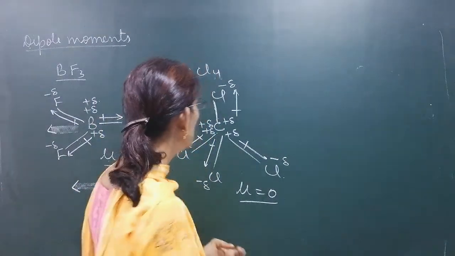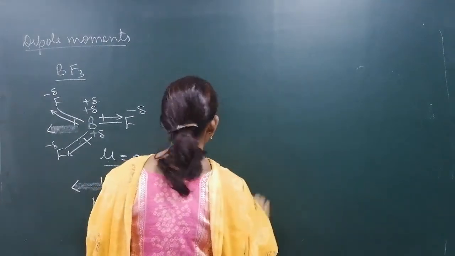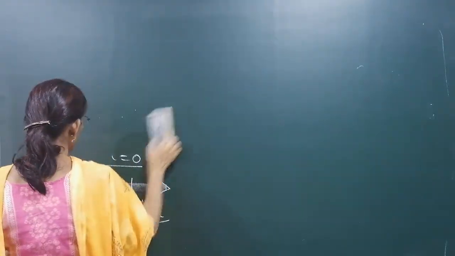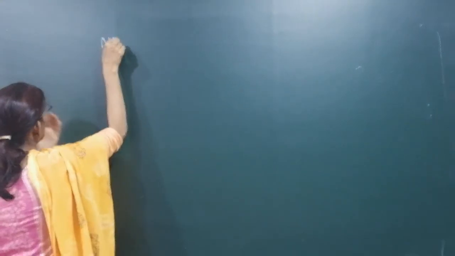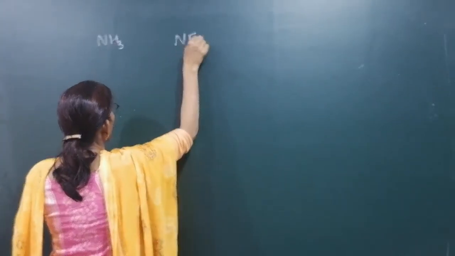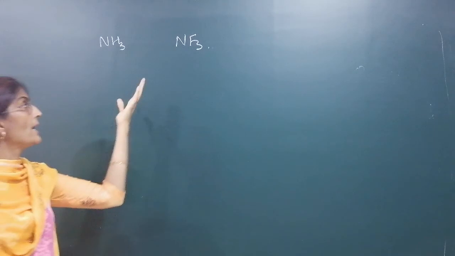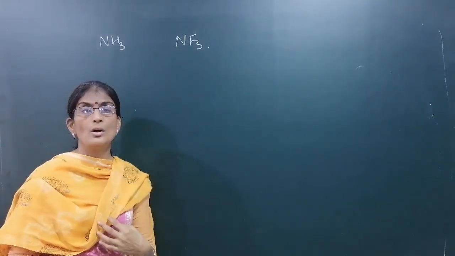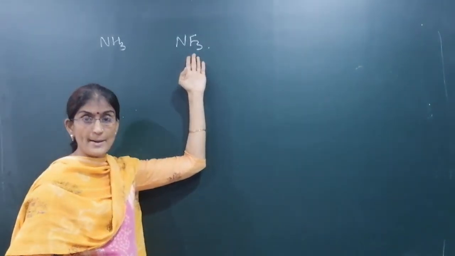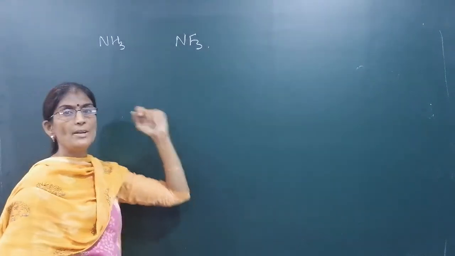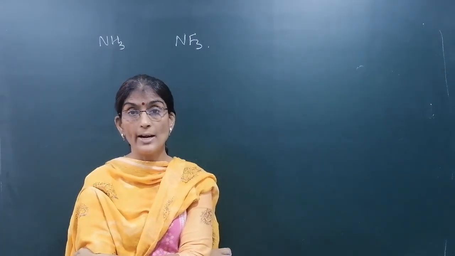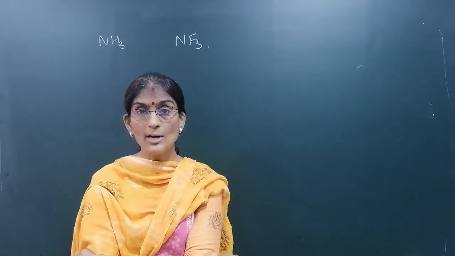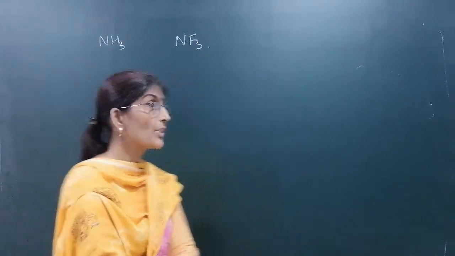We'll see one more example. NH3 and NF3. Many times it is asked as an example. We have to compare ammonia and NF3 molecules, whose dipole moment is more. He will argue fluorine is more electronegative, so it should be more polar, so its dipole moment should be more. In ammonia, there is hydrogen, which is less electronegative, so the dipole moment of ammonia should be less. Let us see which one is more.